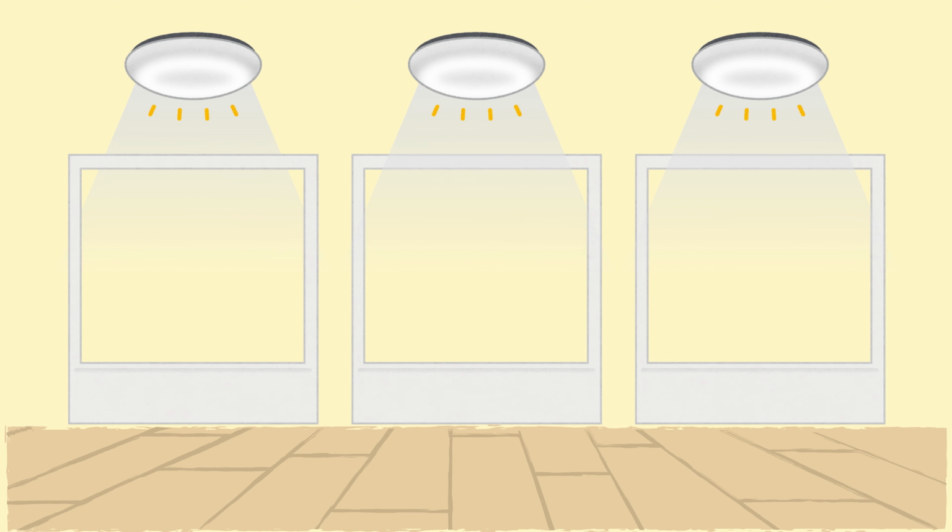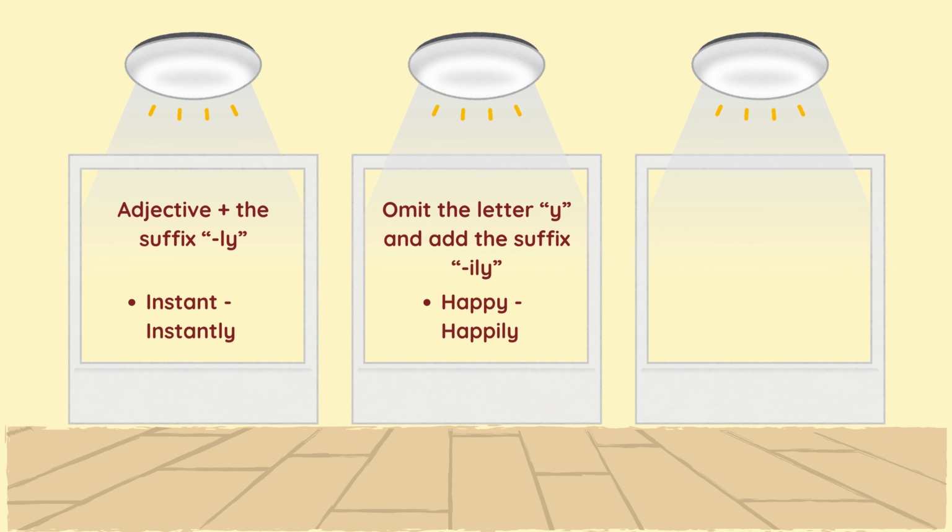However, there are formulas to be followed in order to use adverbs of manner. First, adjective plus the suffix ly, such as instant, becomes instantly. Second, omit the letter y and add the suffix ily, such as happy, becomes happily. Third, there are also irregular forms of adverbs. For example, good becomes well.